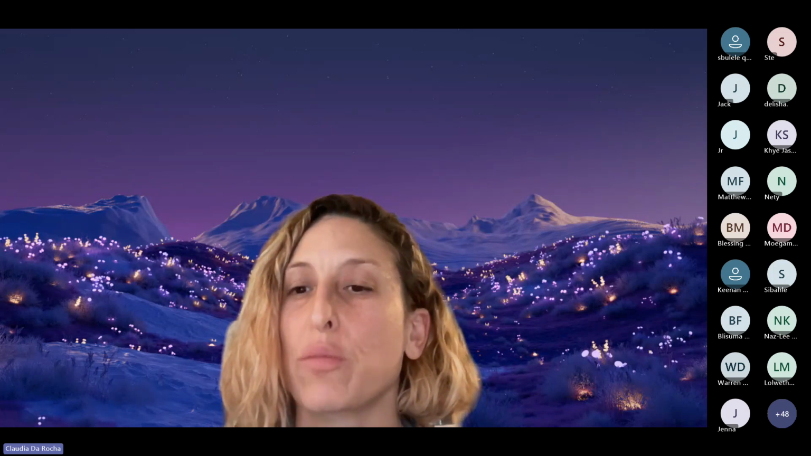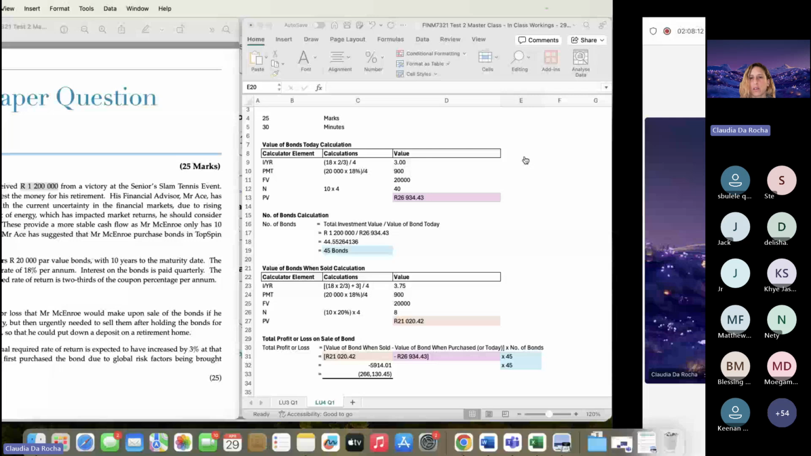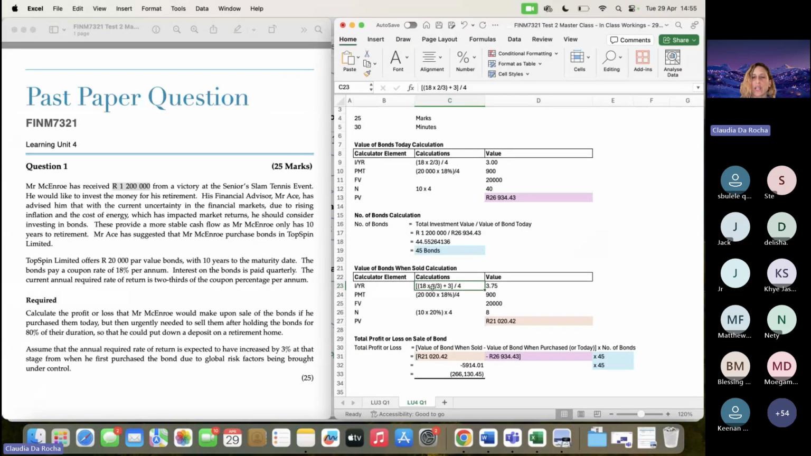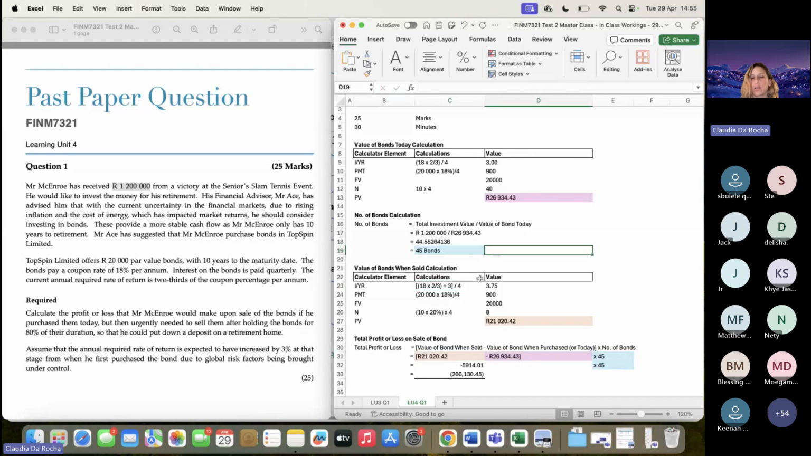Okay, so someone said they get 3.0075 and not 3.75. You must get 3.75. It means that you're doing something wrong. So let me just share my screen again so I can explain. You have to say 18 times 2/3 in brackets, and then add the 3 on top, and then divide by 4. If you don't do it that way, you don't get the answer.